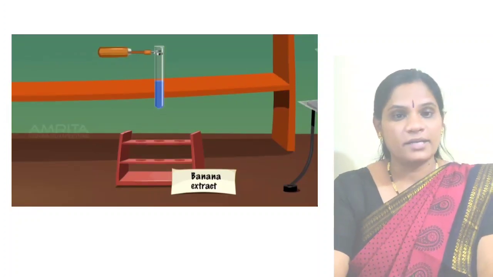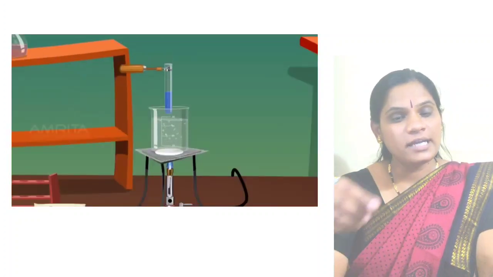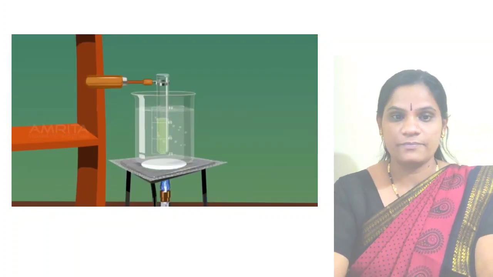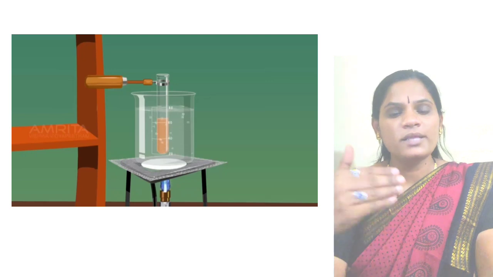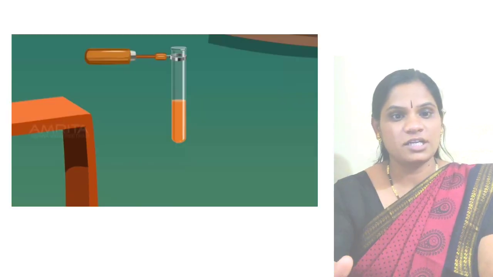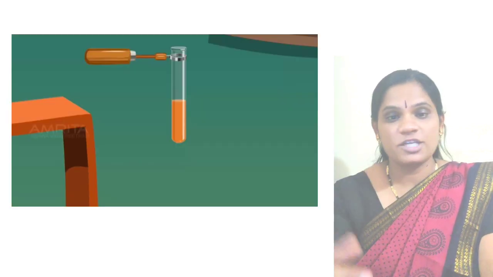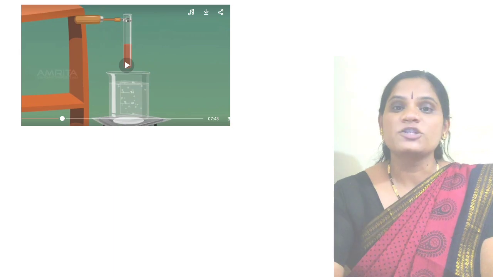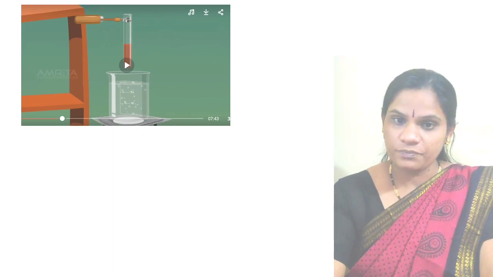After adding Benedict solution, we have to gently warm it in the Bunsen burner. So you have to heat it. After heating, slowly the color of the food starts changing. It starts turning reddish orange. If the food changes to reddish orange, then it indicates that sugar is present in the food.